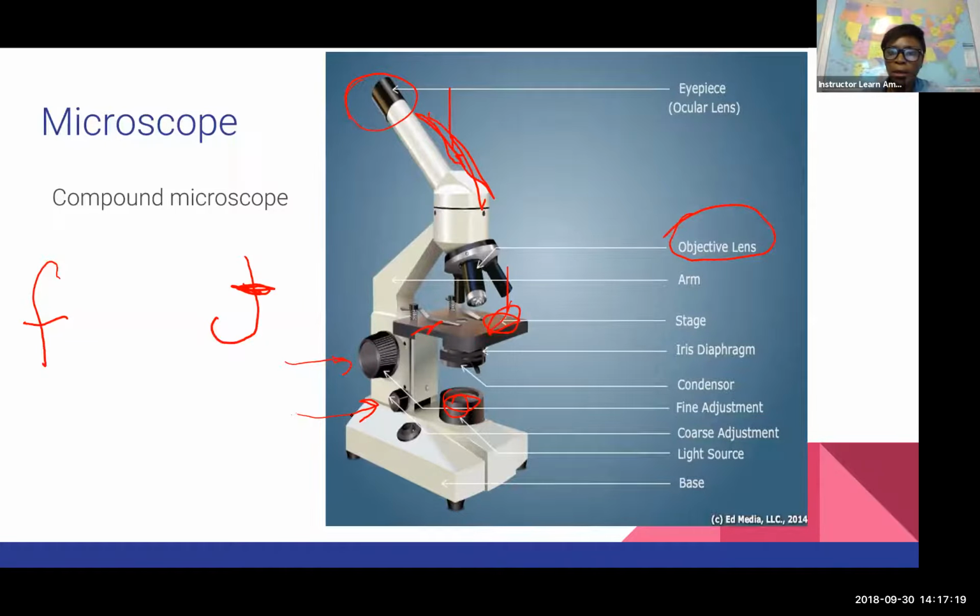Okay, and so in this particular one, you have your base and your light source at the bottom. So it's very important that you understand how to use the microscope, especially in your microbiology studies. Having a strong skill in the scope itself will definitely increase your confidence in what you're seeing and knowing what you're supposed to see.